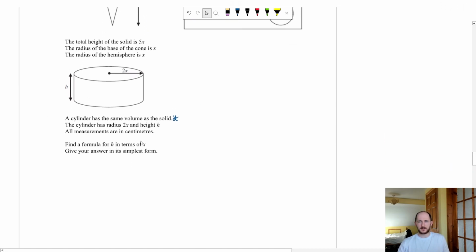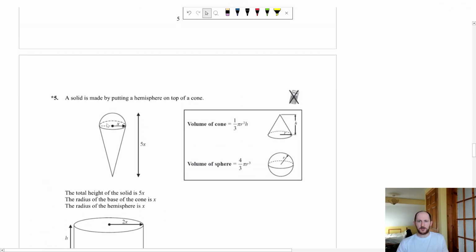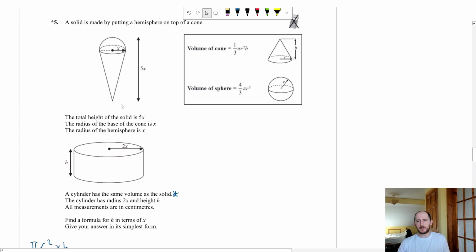Let's start with the cylinder, because I would say it's probably a little bit easier. The cylinder here, the volume, because this is a prism, is going to be pi r squared, so the area of the top, times the height. So that's going to be pi times (2x) squared times h. So (2x) squared is going to be 4x squared. So 4x squared h pi. The kind of ice cream cone thing they've got going on here is a little bit harder.